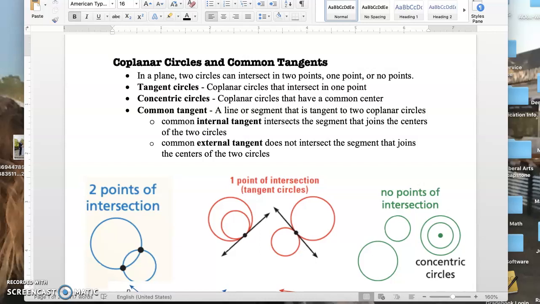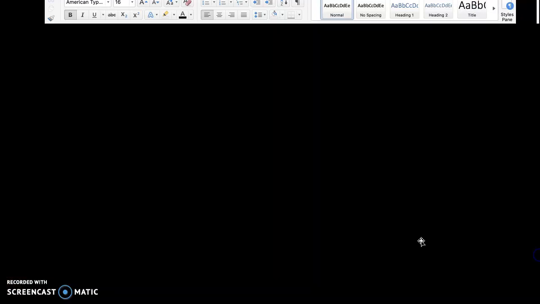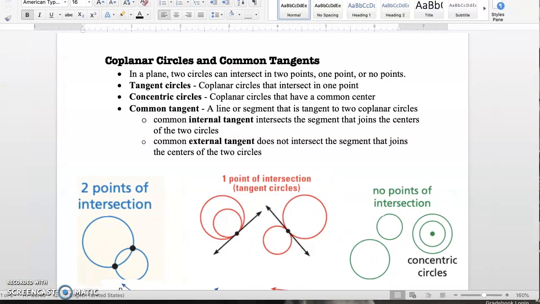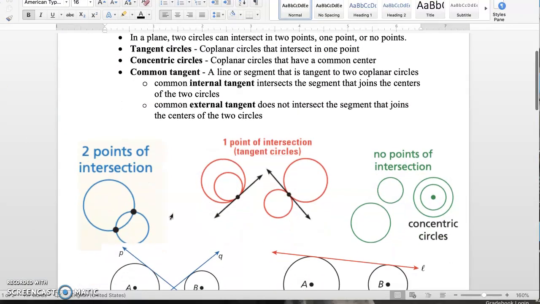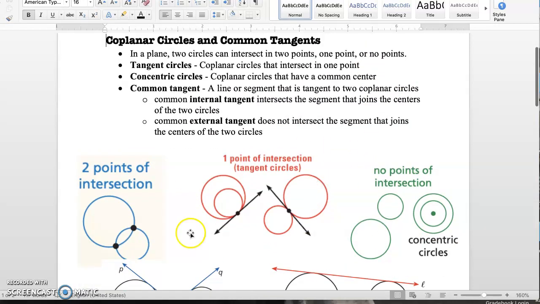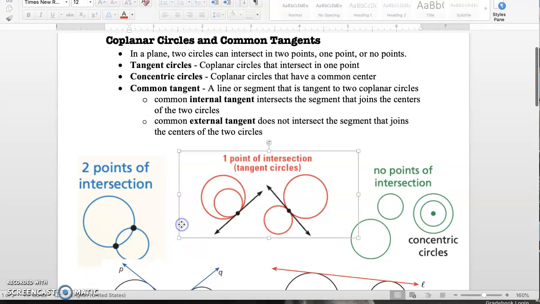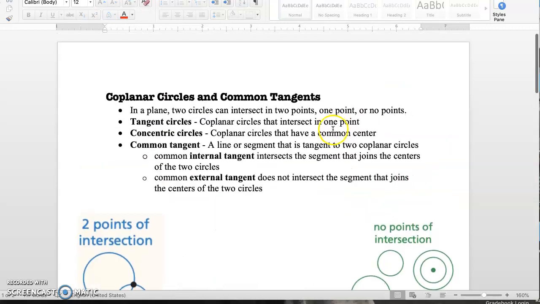This is the second video that I'm going to post for our chapter 10, section 1 work. This one is going to focus specifically on different types of circles and different tangent lines that we can draw between the circles. And again, I filled in as much of the definitions and examples as I could for you to be able to see them.